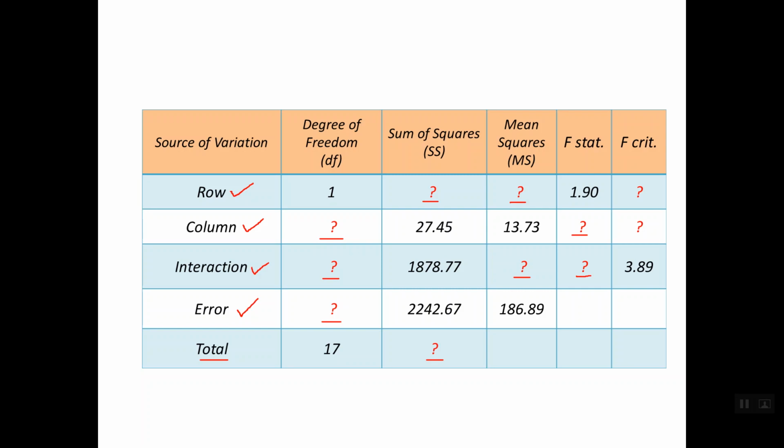And regarding the F critical, we need to determine the value of the F critical for the first factor and the value for the second factor, while for the interaction, it is simply known.